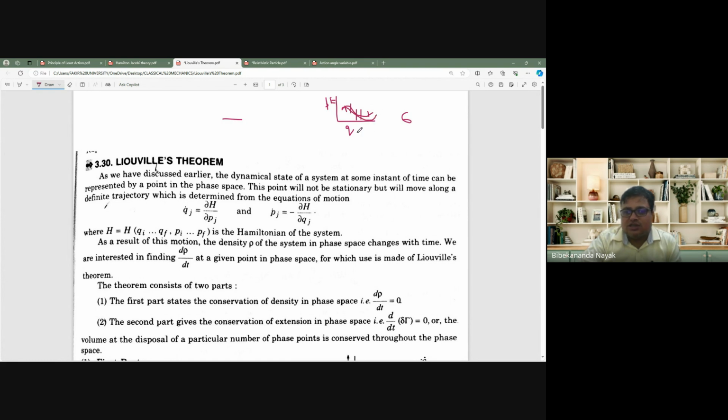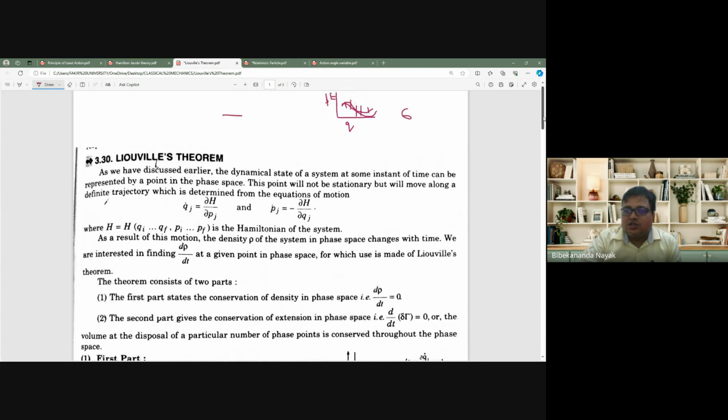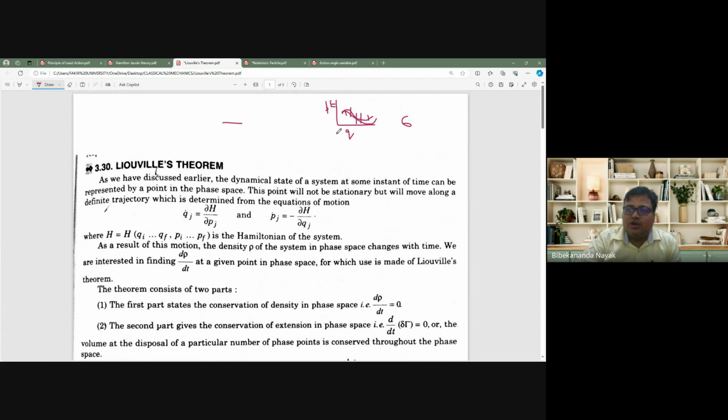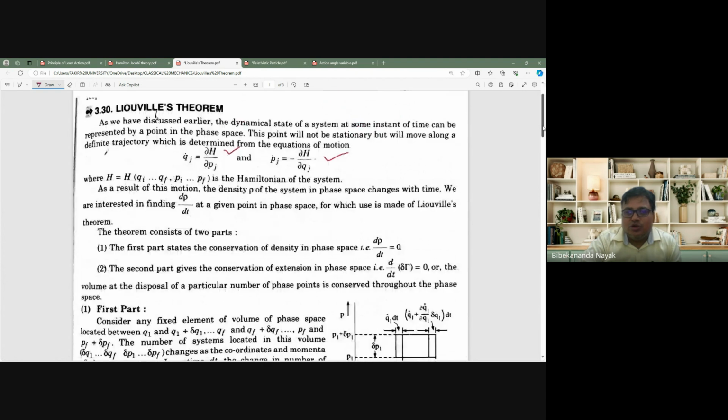We already discussed that. And we know, from Hamilton's equations, the position and momentum coordinates, which are known as canonical coordinates, are related through Hamilton's equations of motion, or Hamilton's canonical equations of motion. Qj dot is equal to del H by del pj and pj dot is equal to minus del H by del qj, where H is the Hamiltonian of the system, which is a function of q1 to qf and p1 to pf. F is the number of degrees of freedom, meaning 3n minus k.